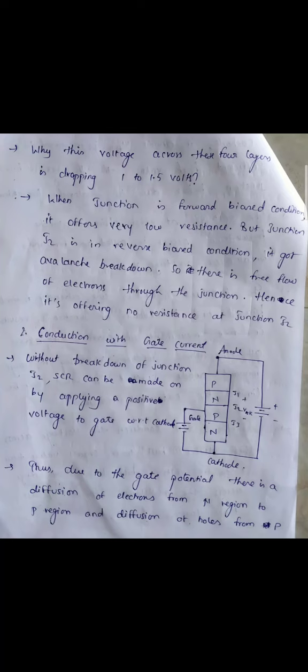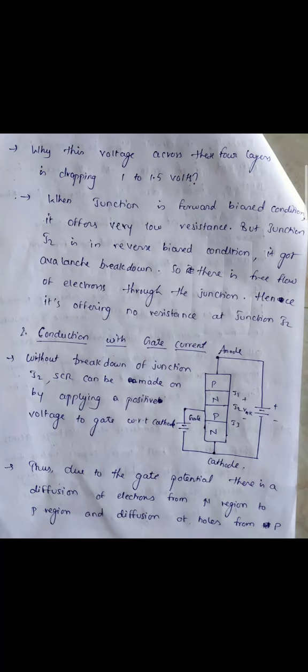So why is the voltage across these four layers dropping to 1 to 1.5 volts? When a junction is in forward bias condition, it offers very low resistance. But junction J2 is in the reverse bias condition, and it got avalanche breakdown. So there is a free flow of electrons through the junction, hence it is offering no resistance at junction J2.